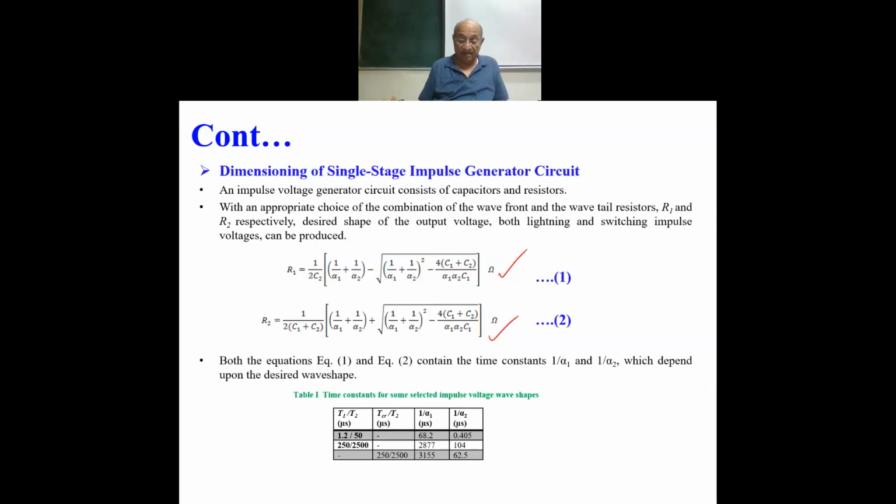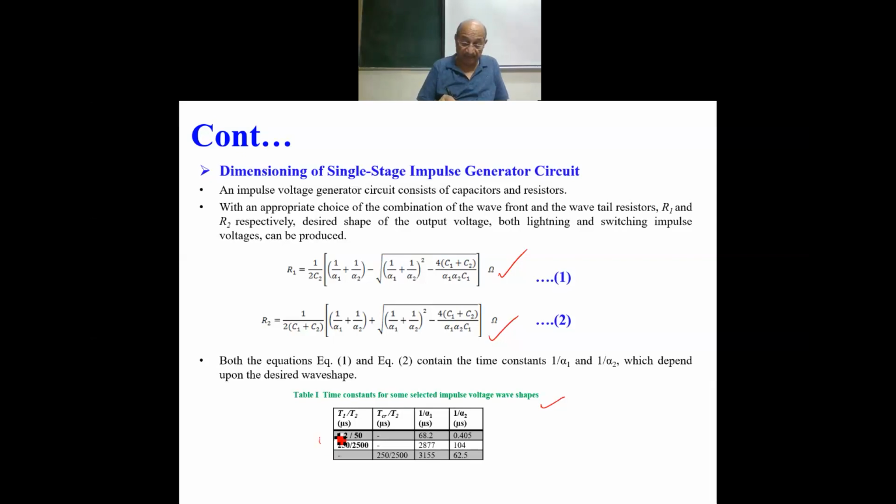Now, some estimation work has been done for selected impulse voltage wave shapes, and the time constants, that is 1 upon alpha 1 and 1 upon alpha 2, have been worked out.